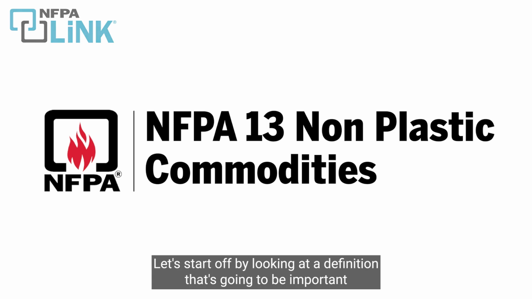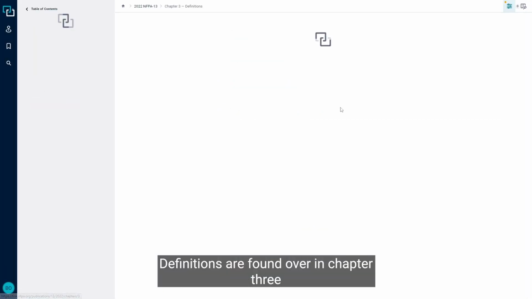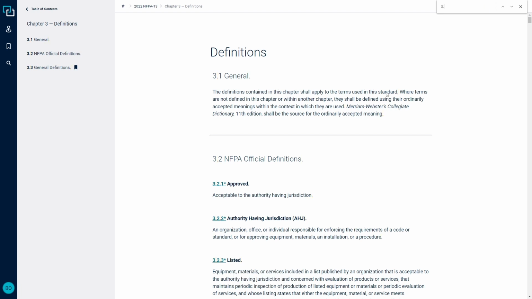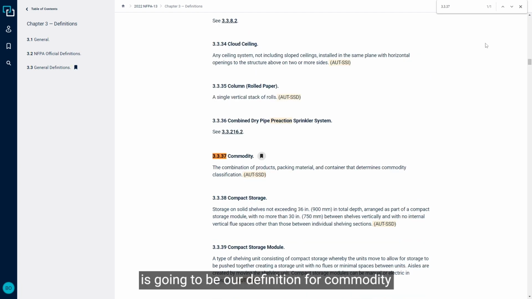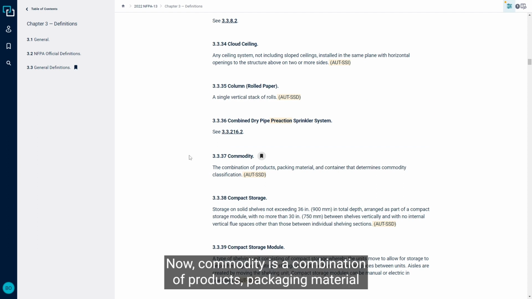Let's start off by looking at a definition that's going to be important to understand before we dive into the commodity classes. Definitions are found over in Chapter 3, and 3.3.37 is going to be our definition for commodity. Now, commodity is a combination of products, packaging material, and the container that determines the commodity classification. So it's important to understand that it's not only the product itself.